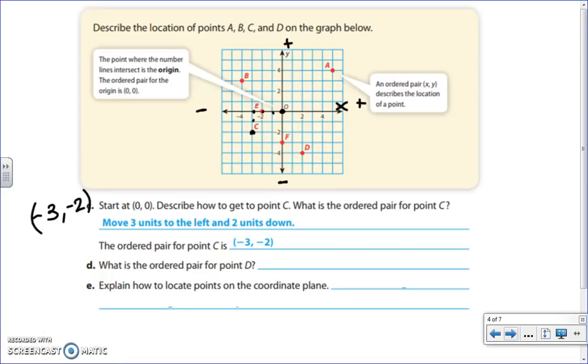It says, what is the ordered pair for point D? It doesn't say to describe its location, but we can do that as well. Here's point D, and we're going to start at the origin.